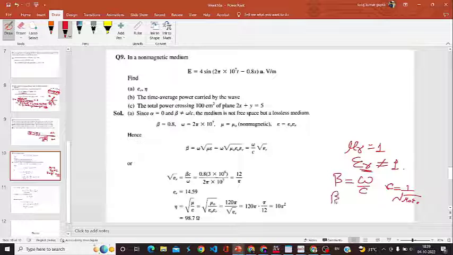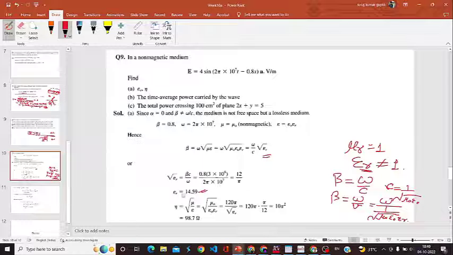So beta in this case will be equal to omega by v, and here v means 1 over root of mu naught epsilon naught into epsilon r. By using this expression, we can find out the value of epsilon r. Once you do that, you will get epsilon r as 14.59.